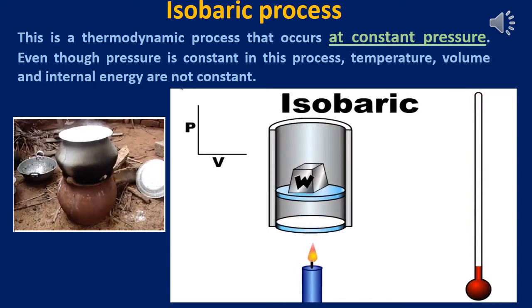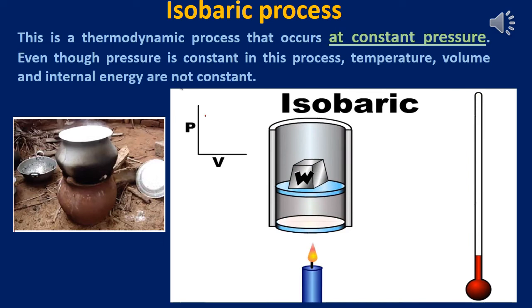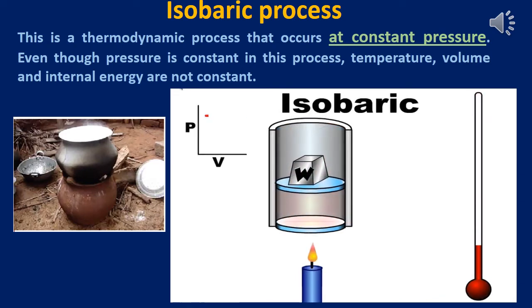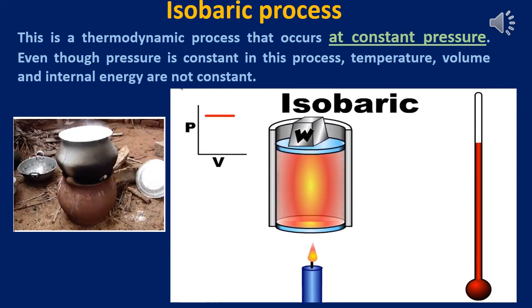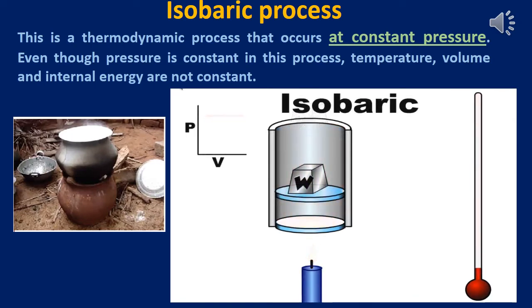This is one of the thermodynamical process that occurs at constant pressure. That is a key term. Though the pressure is constant in this process, temperature, volume and internal energy of the system are not constant. Most of the cooking processes in our kitchen are isobaric processes. When the food is cooked in an open vessel, the pressure above the food is always at atmospheric pressure, that is at constant pressure.